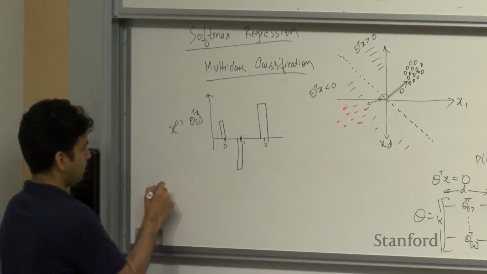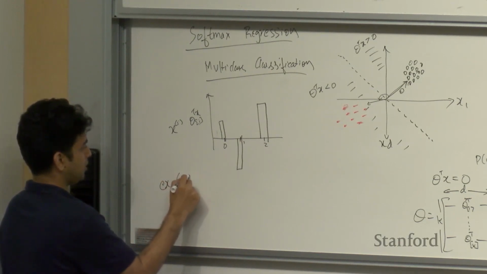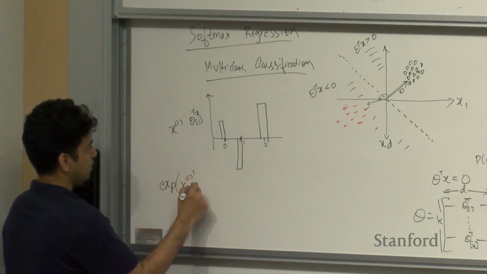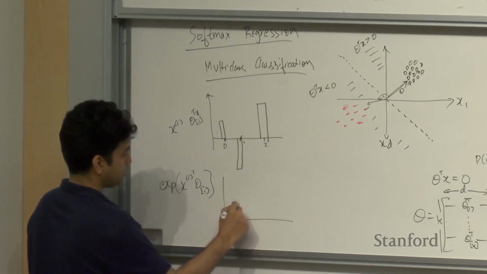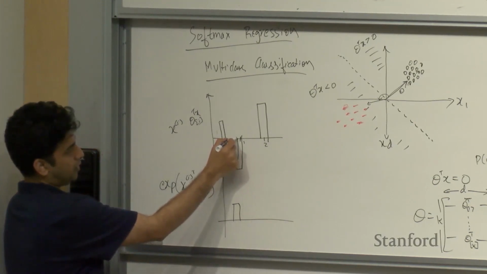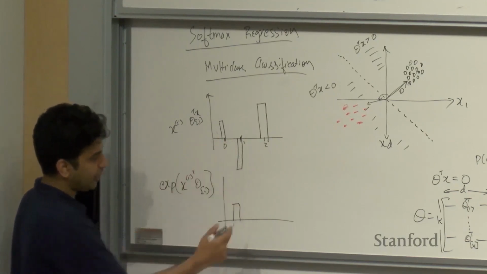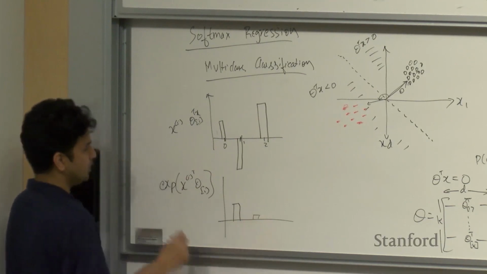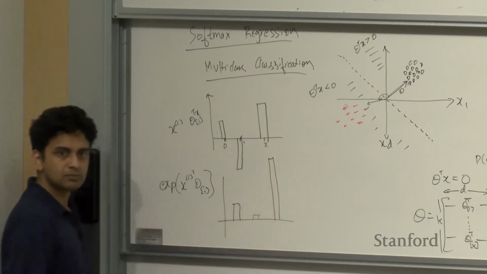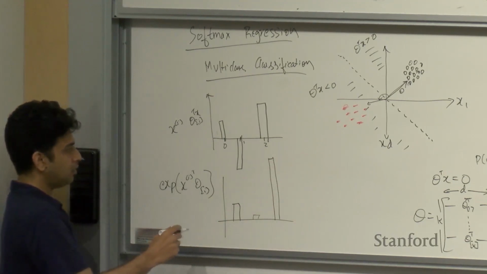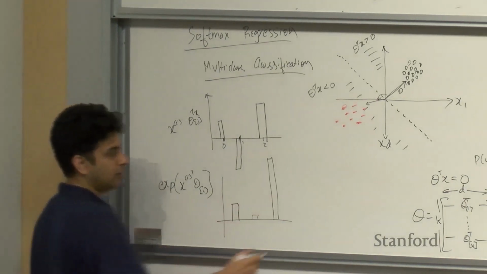So exponentiate each xi transpose theta i, and this will now make them all positive. If the input to the exponent is minus infinity, it maps it to 0. If it's highly negative, it maps it to a very small positive number. And if the value is positive, it will make it much more positive, right? And then we normalize it, such that the heights add up to 1, right?